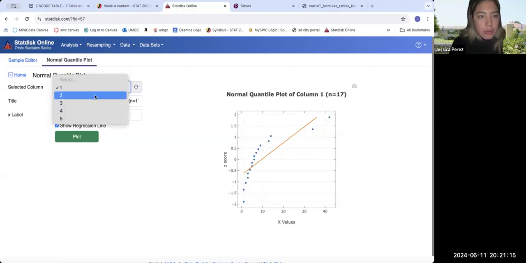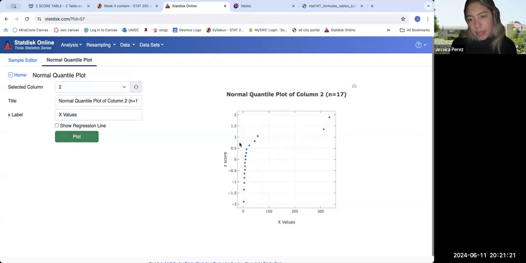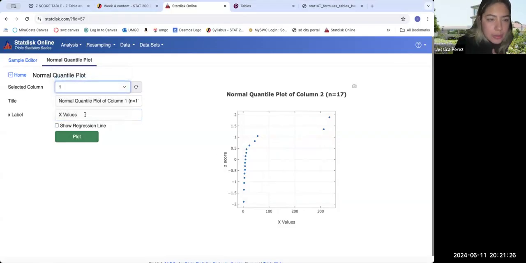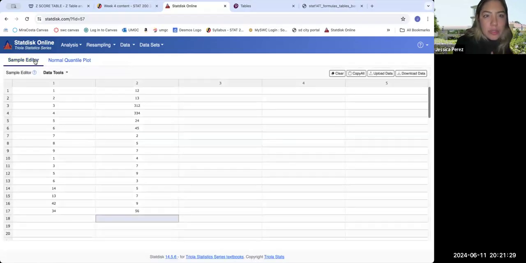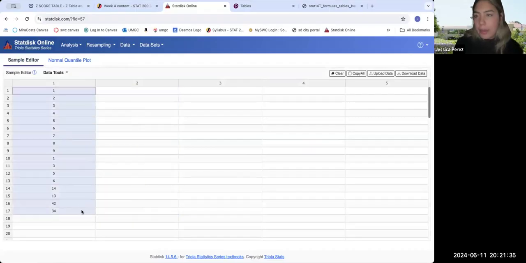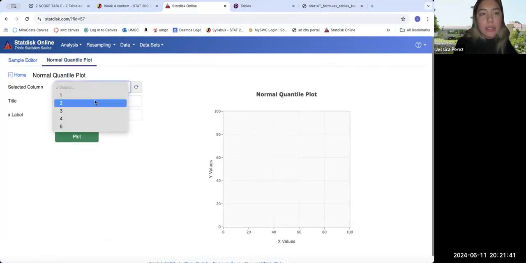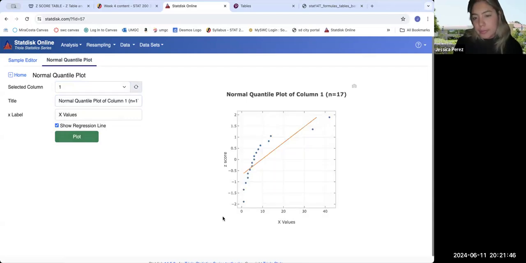If I go for my second one, that's now the other Y values. Can I change this to Y? I guess it's only X. So there's my sample editor, and I'm going to use my first column, go to Data, Normal Quantile Plot. You select column 1, and there it is. You can see that this does not follow a straight line, so this would not be normal. That way you're able to graph it and see it.